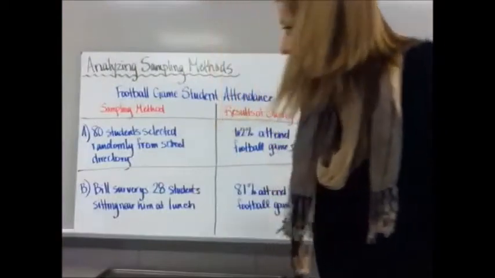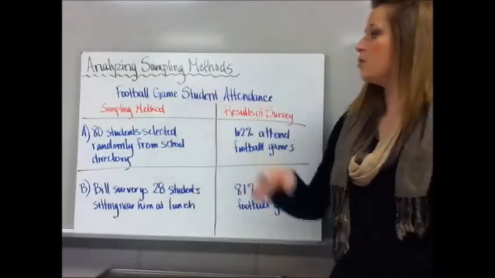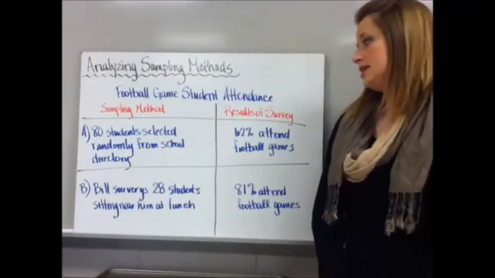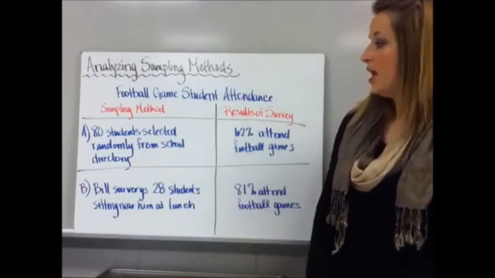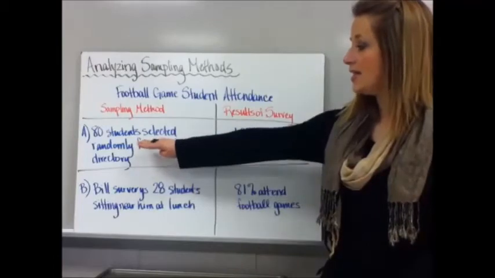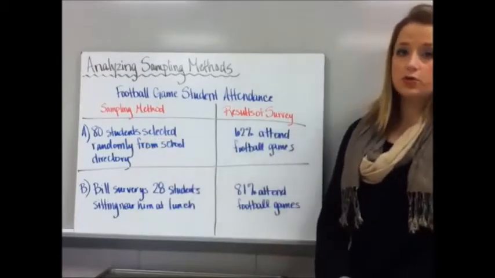So let's analyze different sampling methods. Let's say we're wanting to know about football game student attendance. Here's a couple of sampling methods, a couple of ways I could go about doing that. One way is I could pick 80 students selected randomly from the school directory.